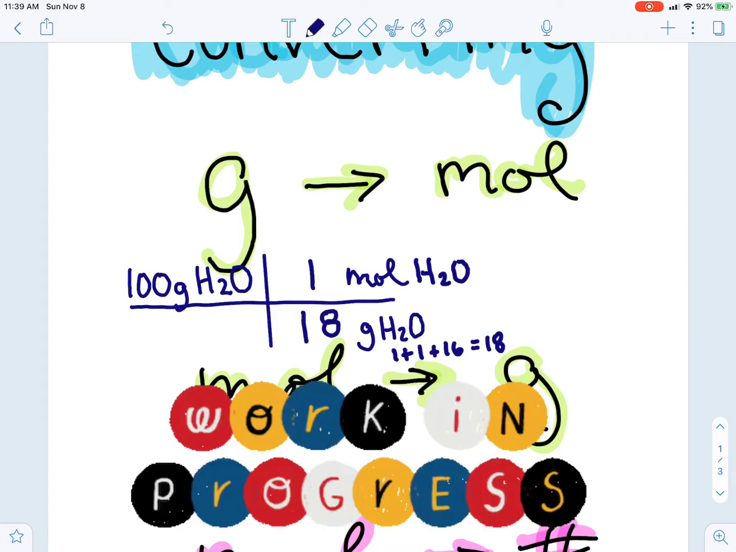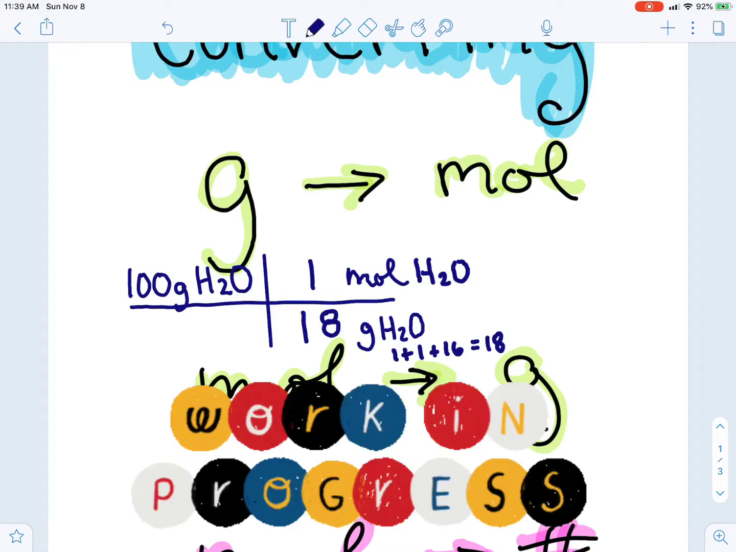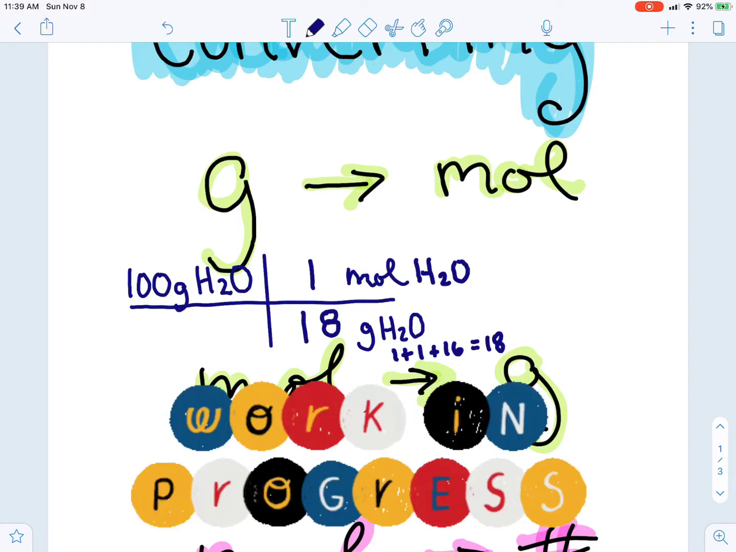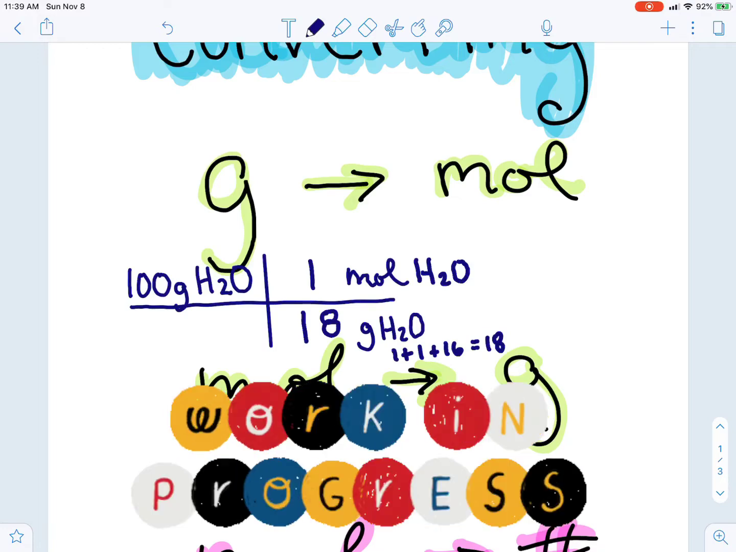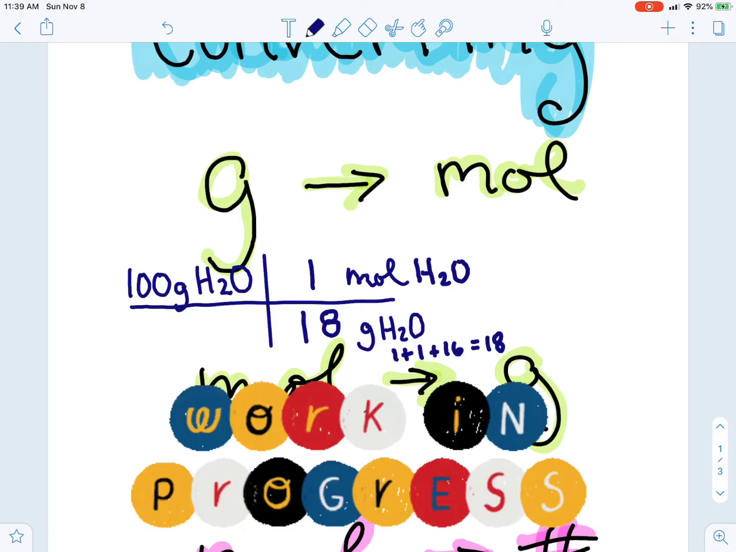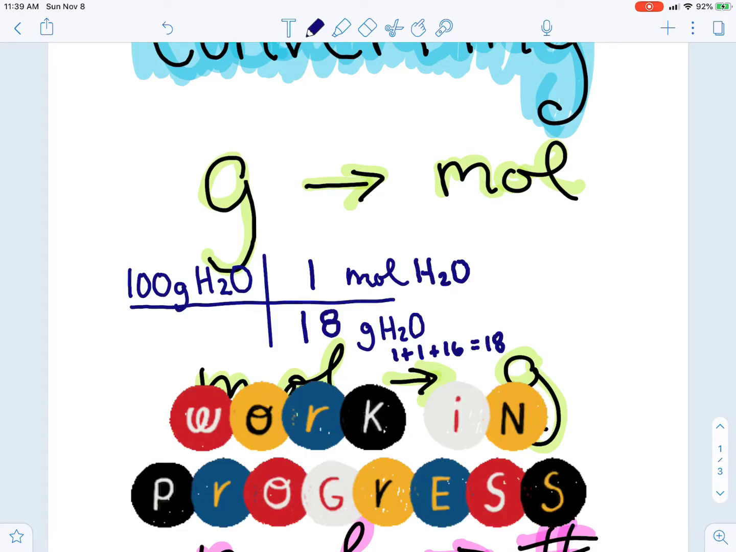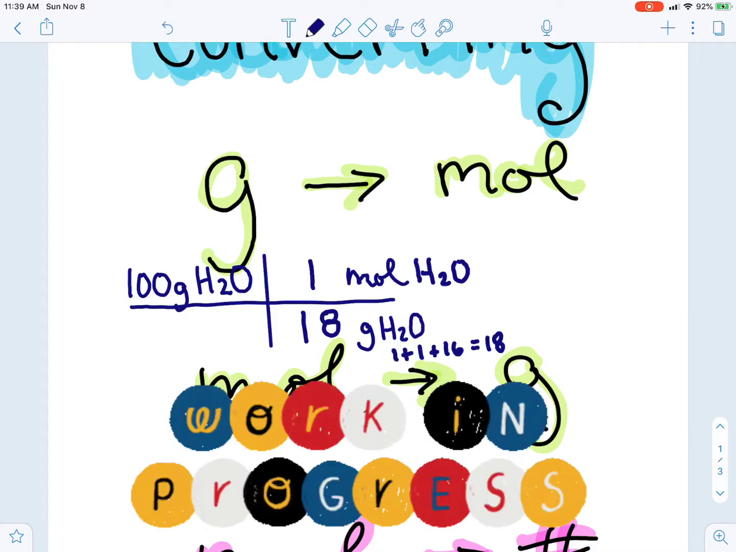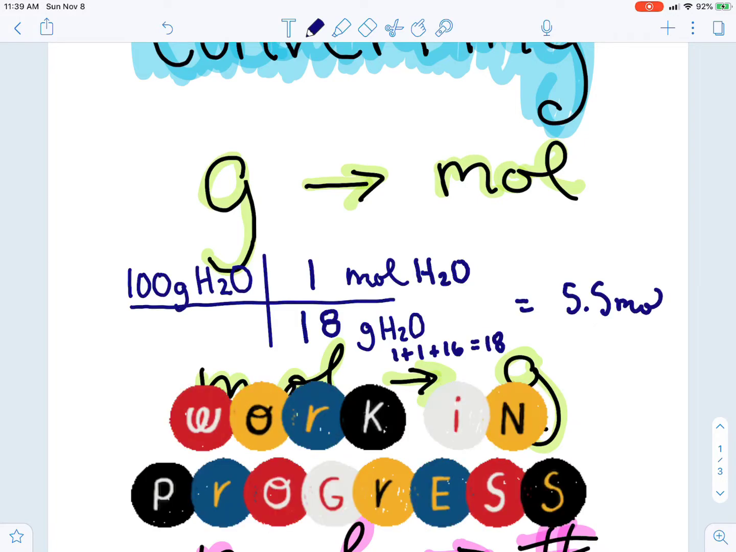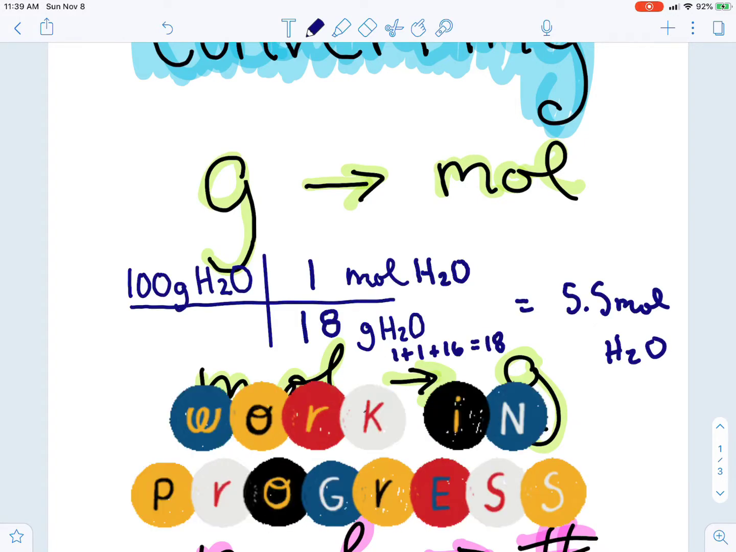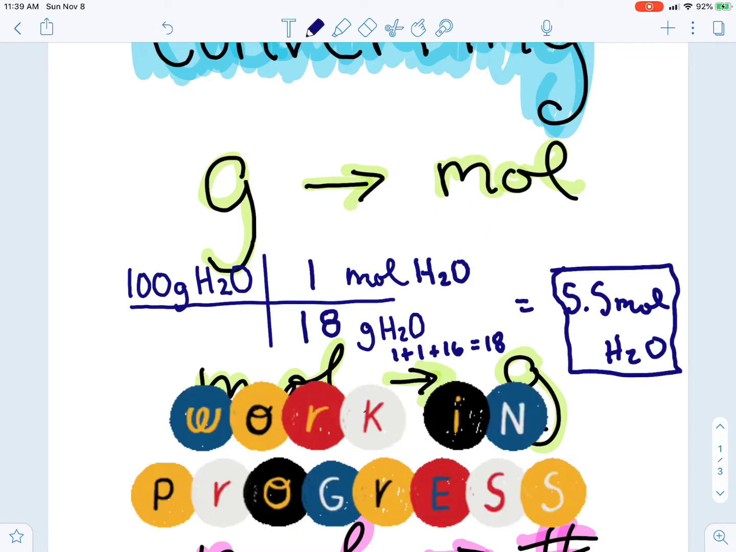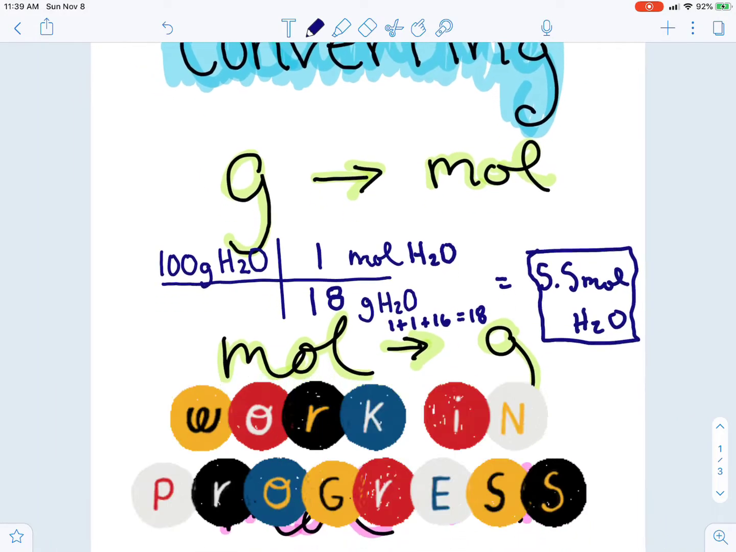A little saying I made up a long time ago. It's not a very good saying, but it says, if you're changing grams into moles or moles into grams, the grams mass comes from the periodic table, and 1 is going to be the moles. All right, so we're going to take 100 divided by 18. Boom, 5.5 moles of H2O. Circle your answer. Label your answer, for goodness sake. Okay? That looks good.